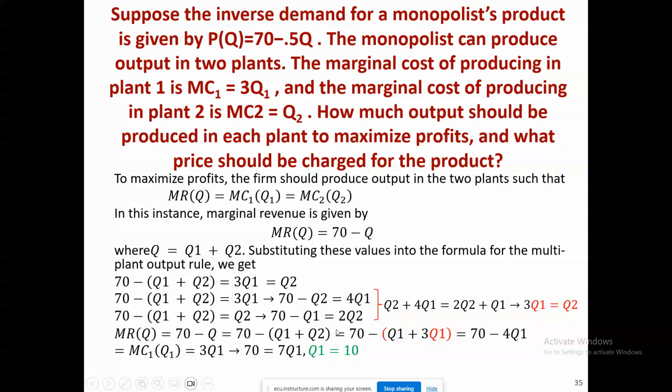So we rewrite this marginal revenue. It's 70 minus Q1 minus Q2, and we replace this Q2 with 3Q1, so it will be 70 minus 4Q1 over here. We make it equal to the first marginal cost curve, which is 3Q1. So 70 minus 4Q1 equals 3Q1. We got 70 equals 7Q1, so Q1 is 10.